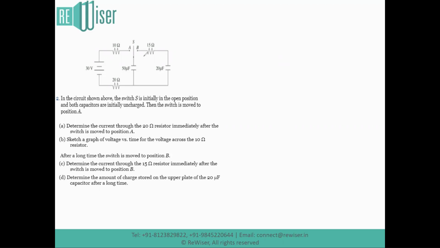A. So when the switch is moved to position A, we are going to draw the equivalent circuit. The circuit is going to look like this. It's a 30-volt battery connected to a 10 ohm resistor. Here we have on the other end a 20 ohm resistor. This is a 30-volt battery. Now, this is connected to a 50 microfarad capacitor.